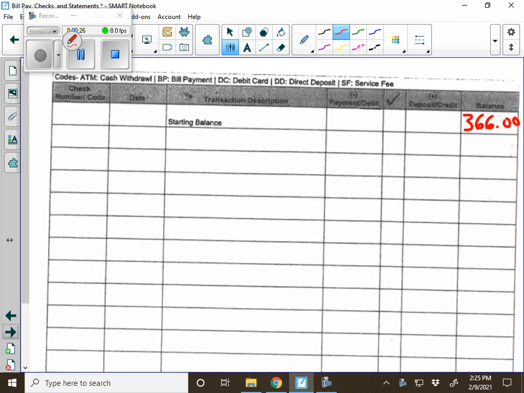Now I know it's kind of hard to see, but we got to know this column here is going to be debits and payments. So that is a subtraction when we say debit. Credit or a deposit is an addition. So this column here is going to be our subtractions or our debits, and this column here is going to be our credits. Now you do have some key codes up here, and we'll talk about those in a little bit when we get to them. So we start with that starting balance.